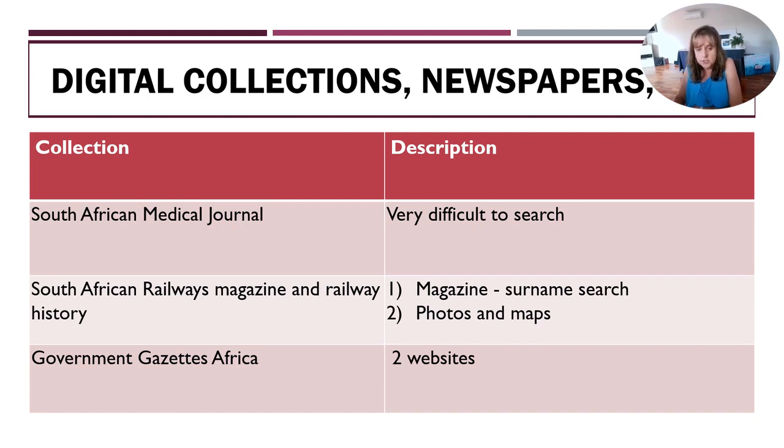The South African Medical Journal is unfortunately very difficult to search, but if you do have a family member who was a medical professional, you may be able to find information there. There are two websites on the South African Railways, a magazine and one on the railway history. The magazine one has a surname search, and the other one has lots of photos and maps and general history of the railways. Then there's the Government Gazettes of Africa. There are two websites, and they are also a work in progress. They are uploading new gazettes, or old gazettes they managed to find, on an ongoing basis onto this website.